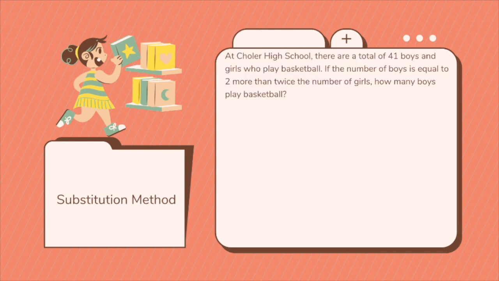Let's take this as a word problem. In the real world, there are examples or word problems that we can actually solve by applying substitution. For example, at Kohler High School, there are a total of 41 boys and girls. So we have to identify which one will be the x and which one will be the y. Let's say the boys will be the x and the girls will be our y. That's a total of 41. Therefore, x plus y equals 41.